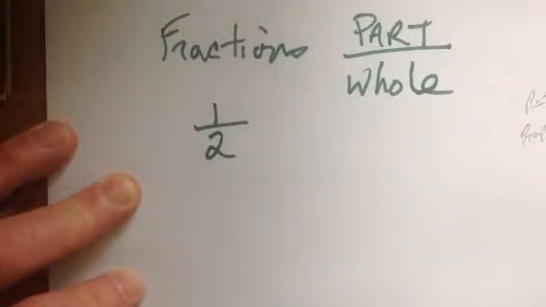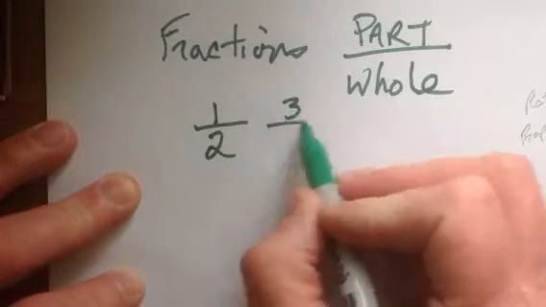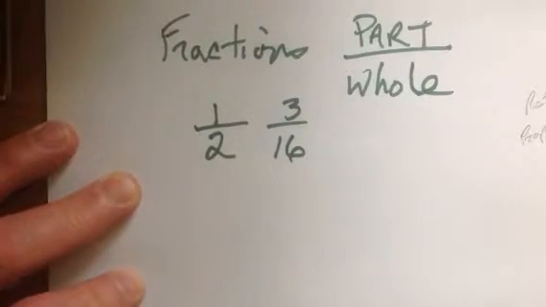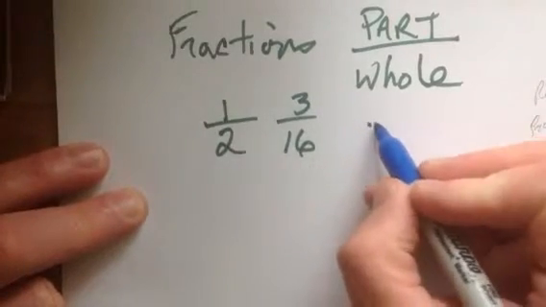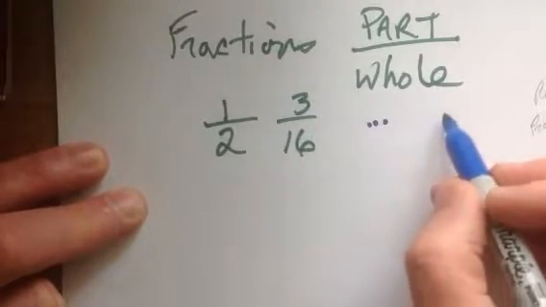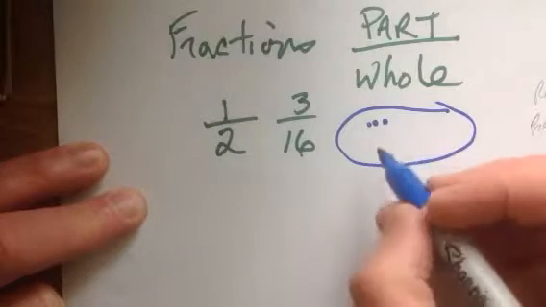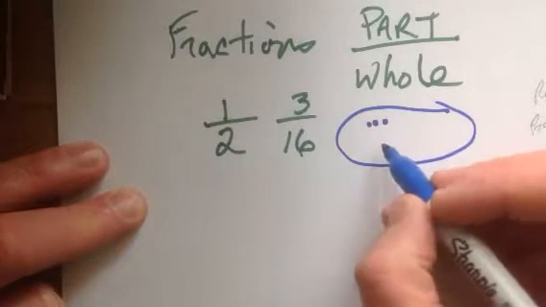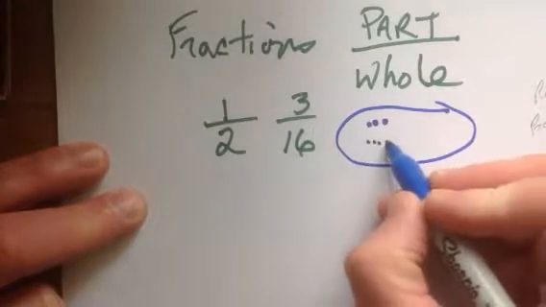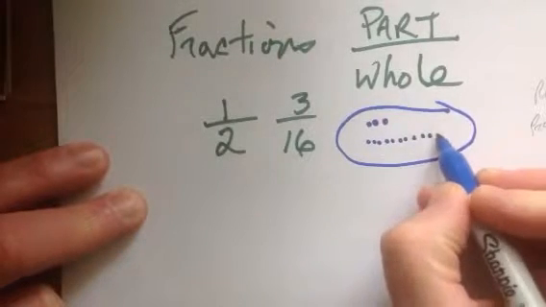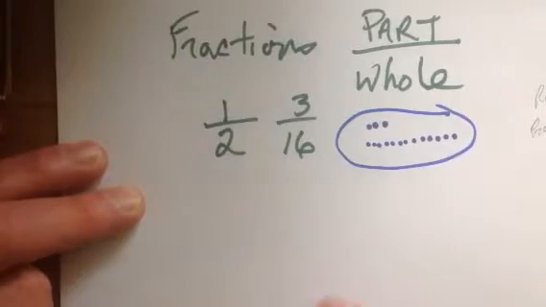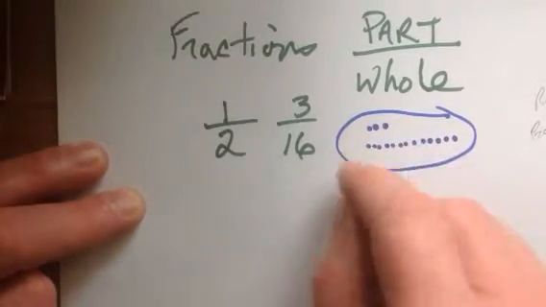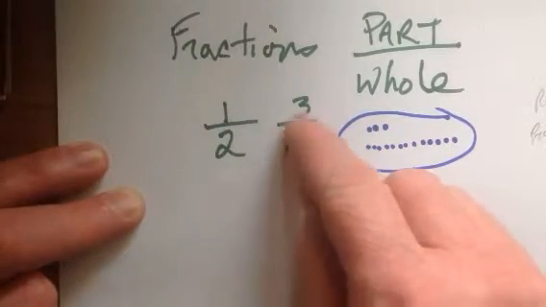1/2, 3/16, that kind of thing. And what this describes, as I said, is three parts of a larger whole that has a total of 3 plus another 13, right? Okay, so the fraction is 3 out of 16. 3 out of 16, part to the whole.